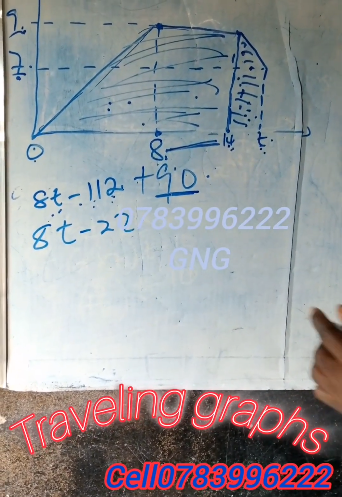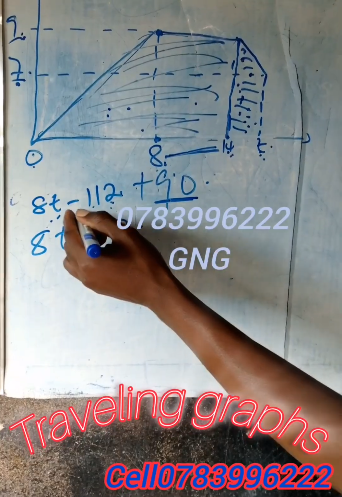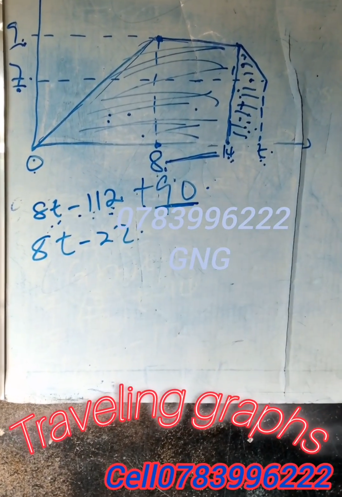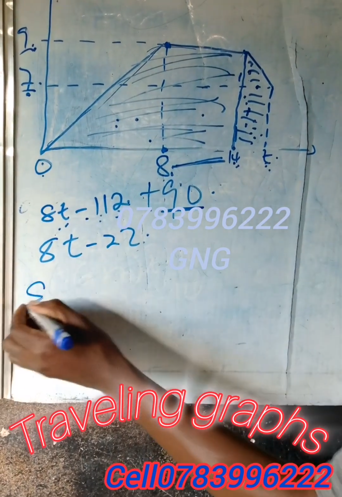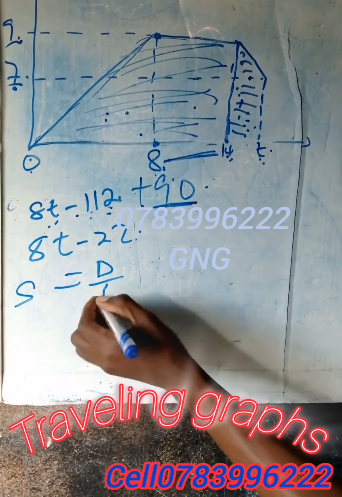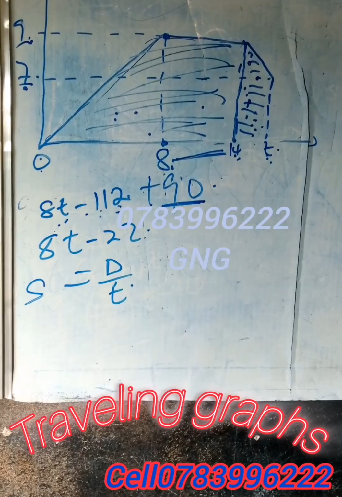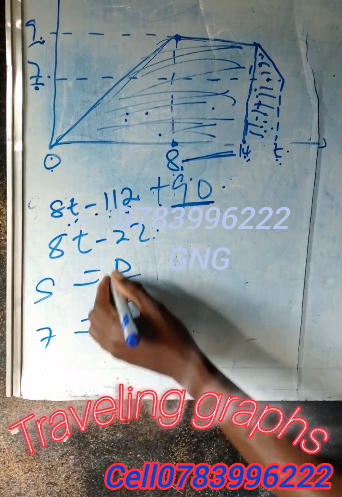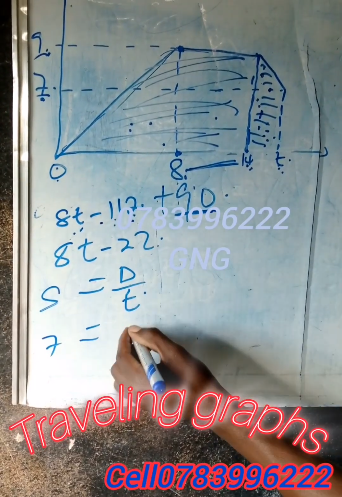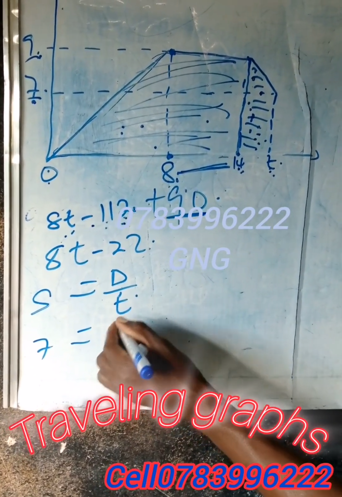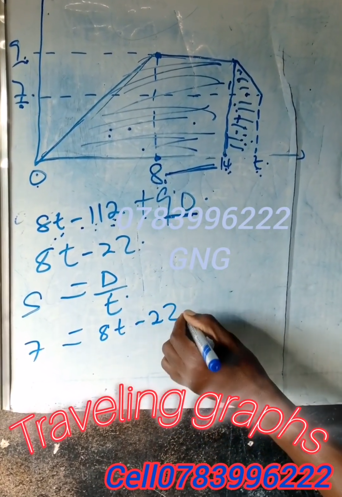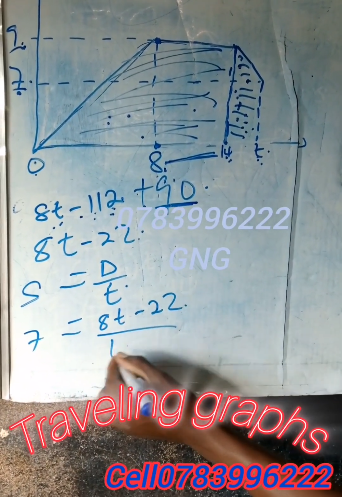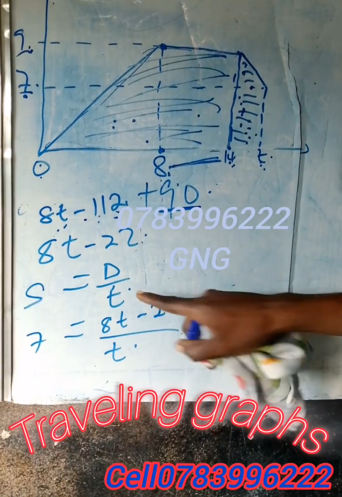So it will be minus 112 plus 90. We get minus 22. So we go back to the formula. Speed is equal to distance over time taken. Then we are given that the average speed is 7 meters per second. So put 7 here. What will be our distance? Our distance is 8t minus 22, over t, t for time.